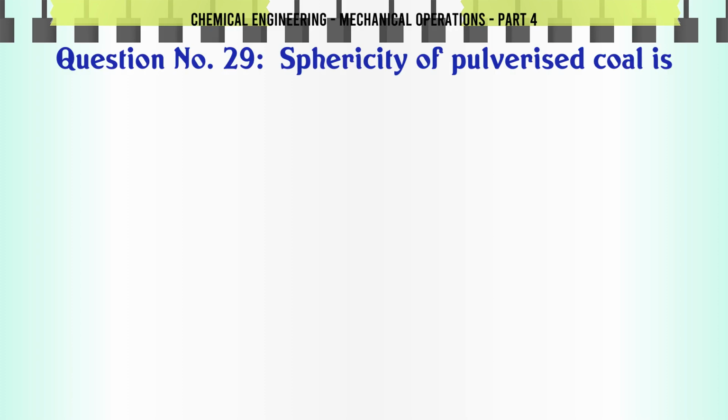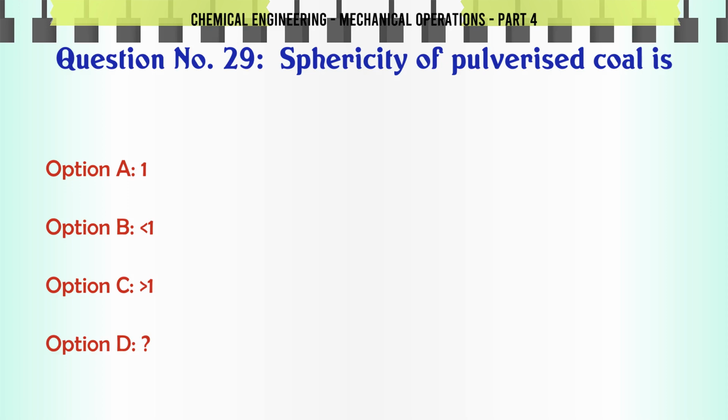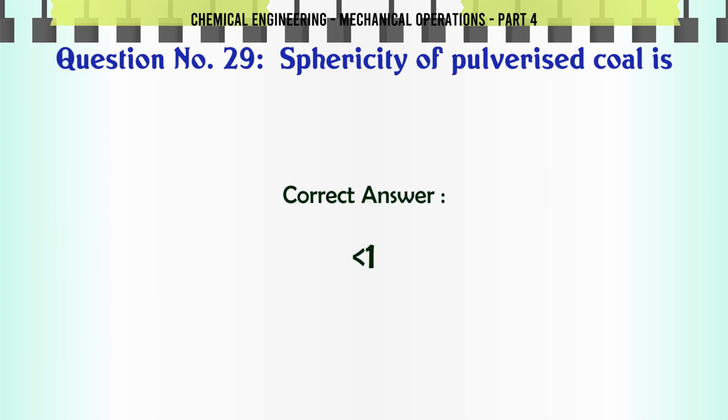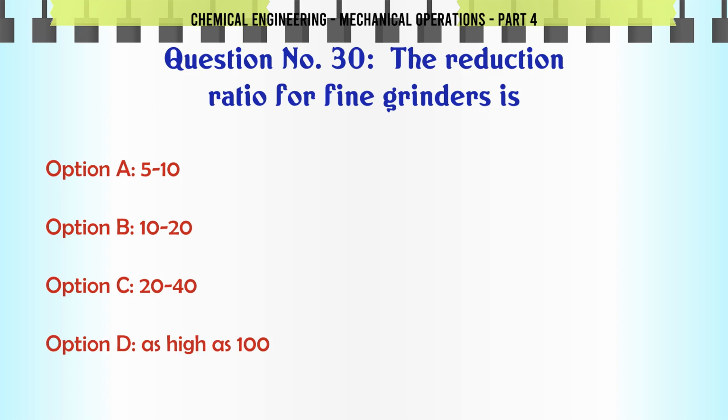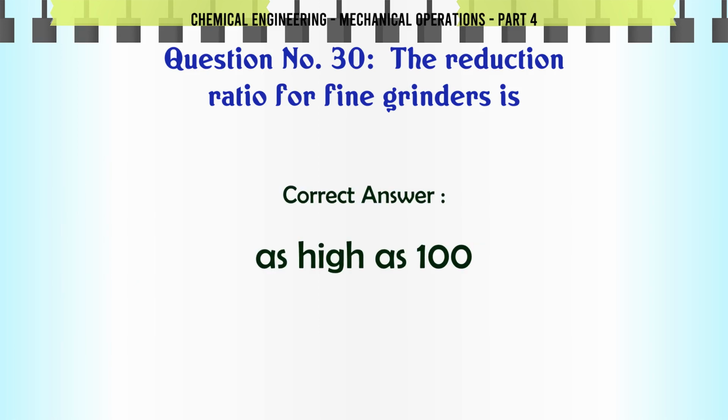Sphericity of pulverized coal is A. <1, B. >1, C. 1, D. 0. The correct answer is <1. The reduction ratio for fine grinders is A. 5:10, B. 10:20, C. 20:40, D. as high as 100. The correct answer is as high as 100.